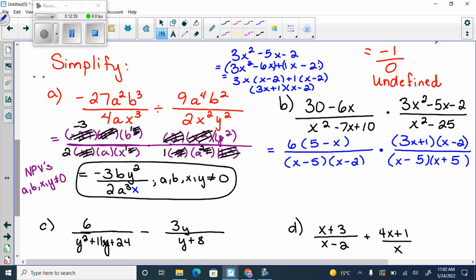Now, because it's a multiplication, we can do a full numerator or a full denominator. Before we go to cancel anything off, though, what should we do? NPVs. So we have x can't equal 5 from the x minus 5, 2 from the x minus 2, negative 1/3 from the 3x plus 1, 2 again, 5 again, and then negative 5. So I'm going to go plus or minus 5 in front of the 5. Now we'll see what we can cancel.